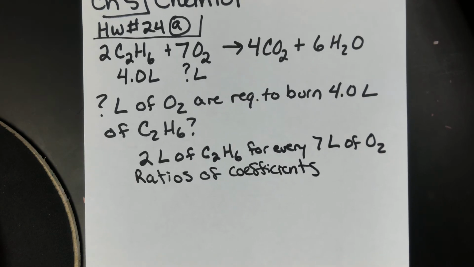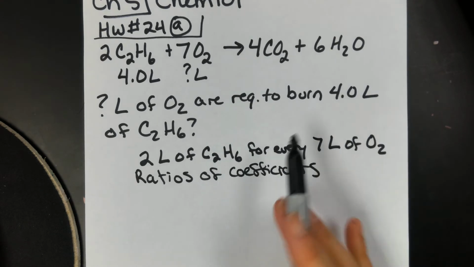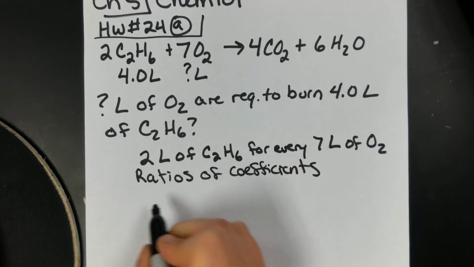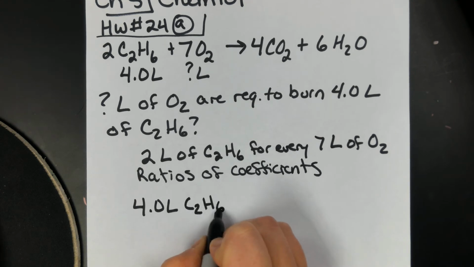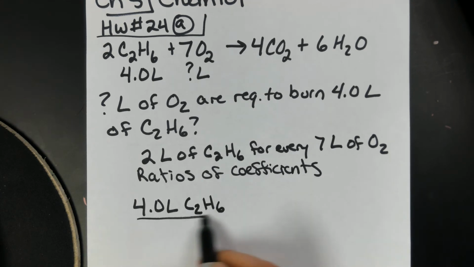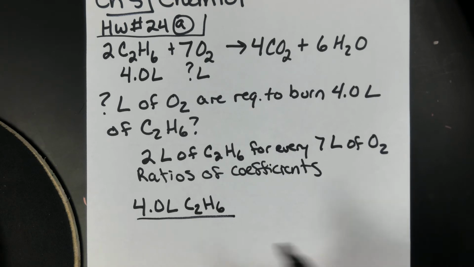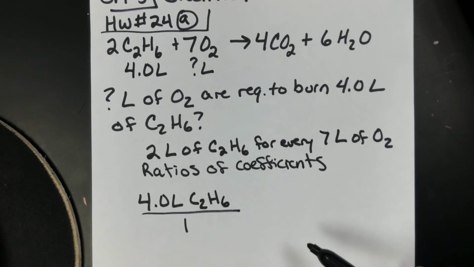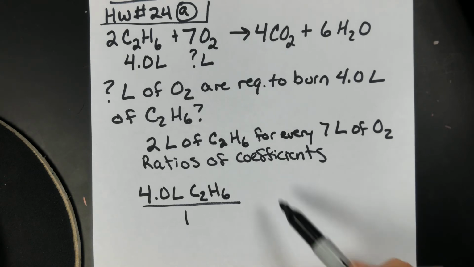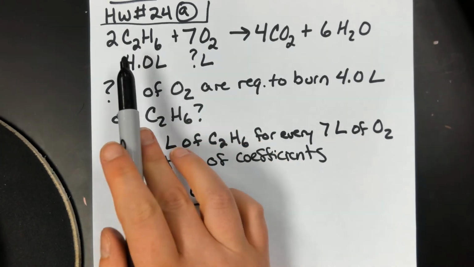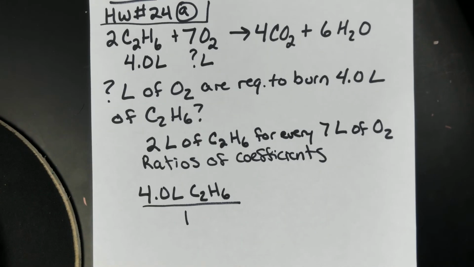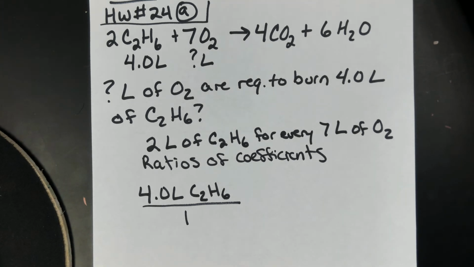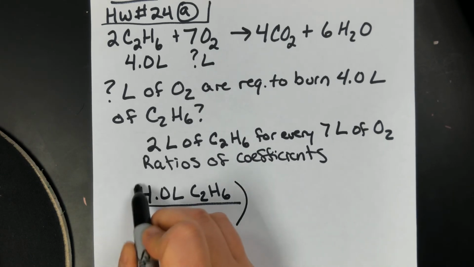So what that means is, if I'm given something, I like to start with what you're given and put it over 1. You're given 4.0 liters of ethane, C2H6. I want to know how many liters of oxygen. So is there a relationship that I can put here? Yes, I use the coefficient relationship, the volume relationship that's here. I'm doing this a little differently than they do in the homework, because they have a very good explanation there, but if you don't get it one way, you may get it another way. It all works.